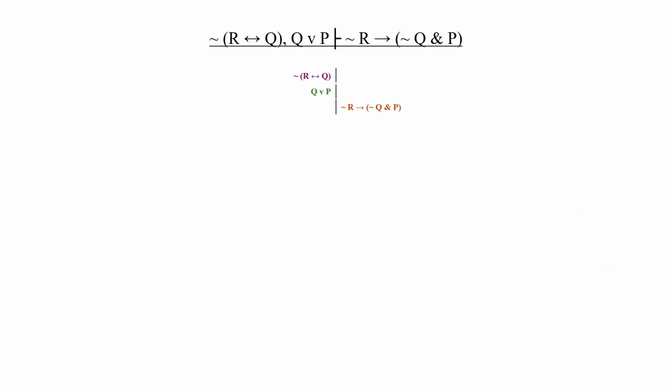Another sort of long one here, so I've got my two premises and then my conclusion. So I'll start with my first premise in purple. I've got to flip it across to get rid of the tilde that's connected to the parentheses here. And so now I've got a biconditional statement. If a biconditional is on the right-hand side, the two sides don't match. So I've got an R on the left, Q on the right, R on the right, Q on the left. Then we're done with that premise.